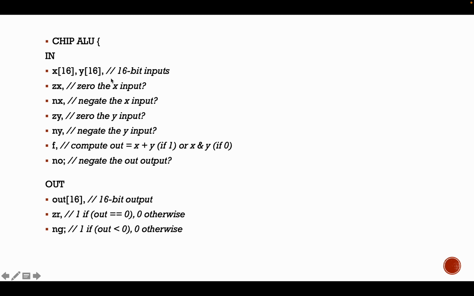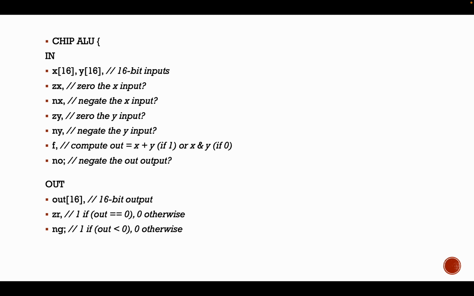Before we go into the details, let's look at the API. We've got the chip, the ALU, and these are the inputs. Like I've mentioned before, we've got two 16-bit inputs, X and Y, and these individual 1-bit inputs that are selection bits, ZX, NX, and so on. We've also got the outputs: the main output that is a 16-bit output, and the 1-bit outputs ZR and NG.